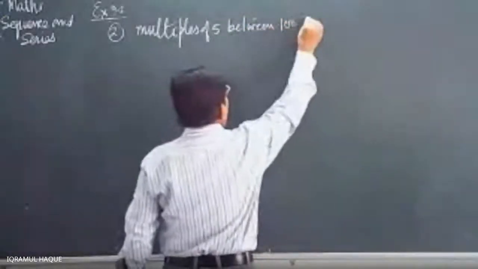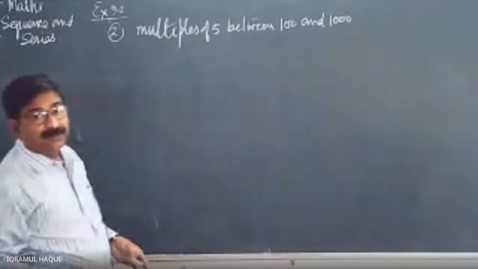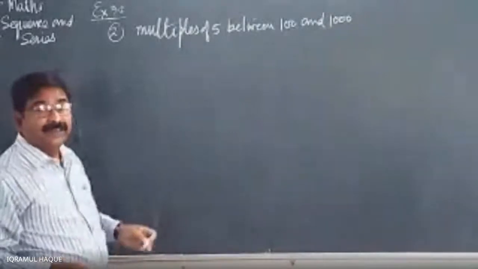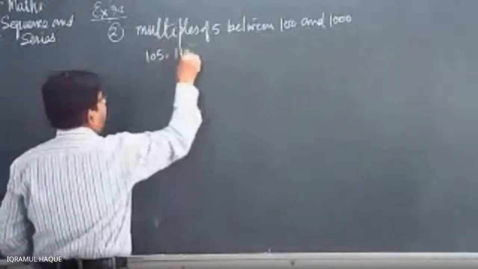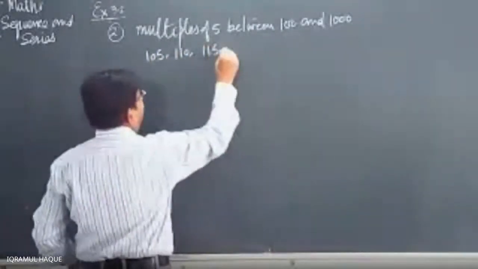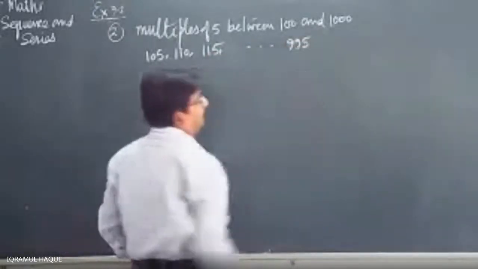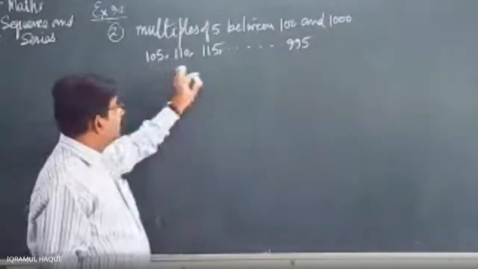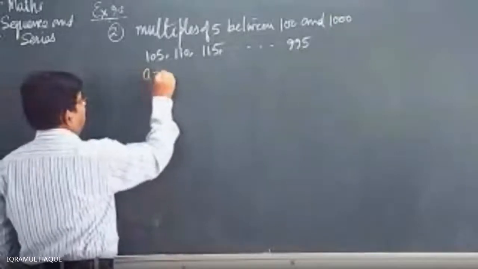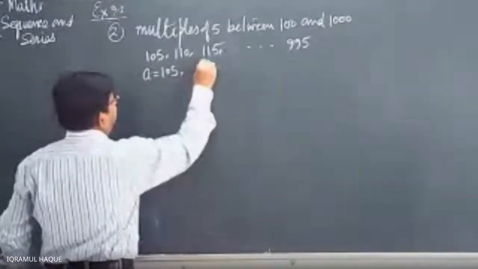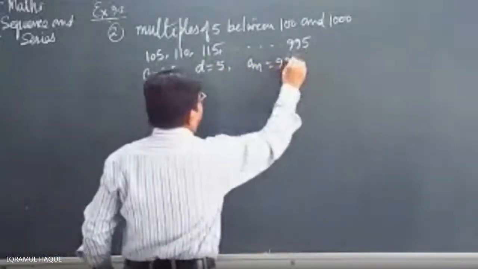between 100 and 1000. The first number after 100 which can be divided by 5 is 105, 110, 115, and so on. The last number is 995. Now we have to find the sum of all these, just like the previous question. Here we have A is equal to 105, D is equal to 5, and AN is equal to 995.